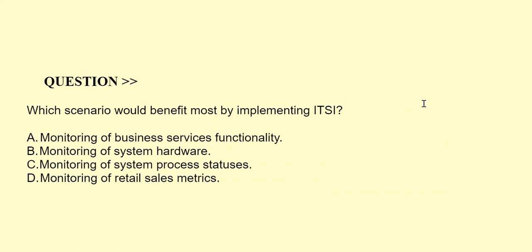Option B, monitoring of system hardware. Option C, monitoring of system process status. Option D, monitoring of retail sales metrics. The correct answer is option A.